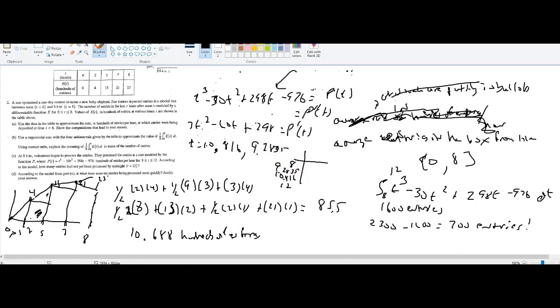So according to my table, I got 0, 5, 3, and 8-ish. Okay, so with that in mind, what's the winner? 12. And so at t equals 12, or midnight, these people are processing entries at the fastest rate. So that's how to do this type of problem.